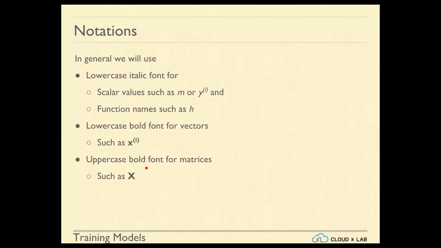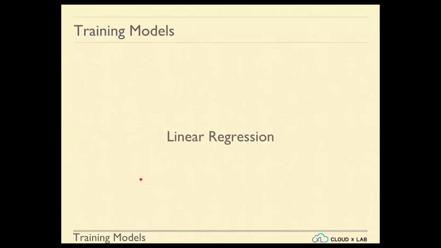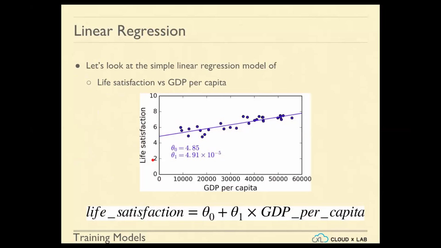In general, we will use the lowercase italic font for scalar values, the bold ones for vectors, and capital ones for matrices. Okay, so that was the nomenclature.